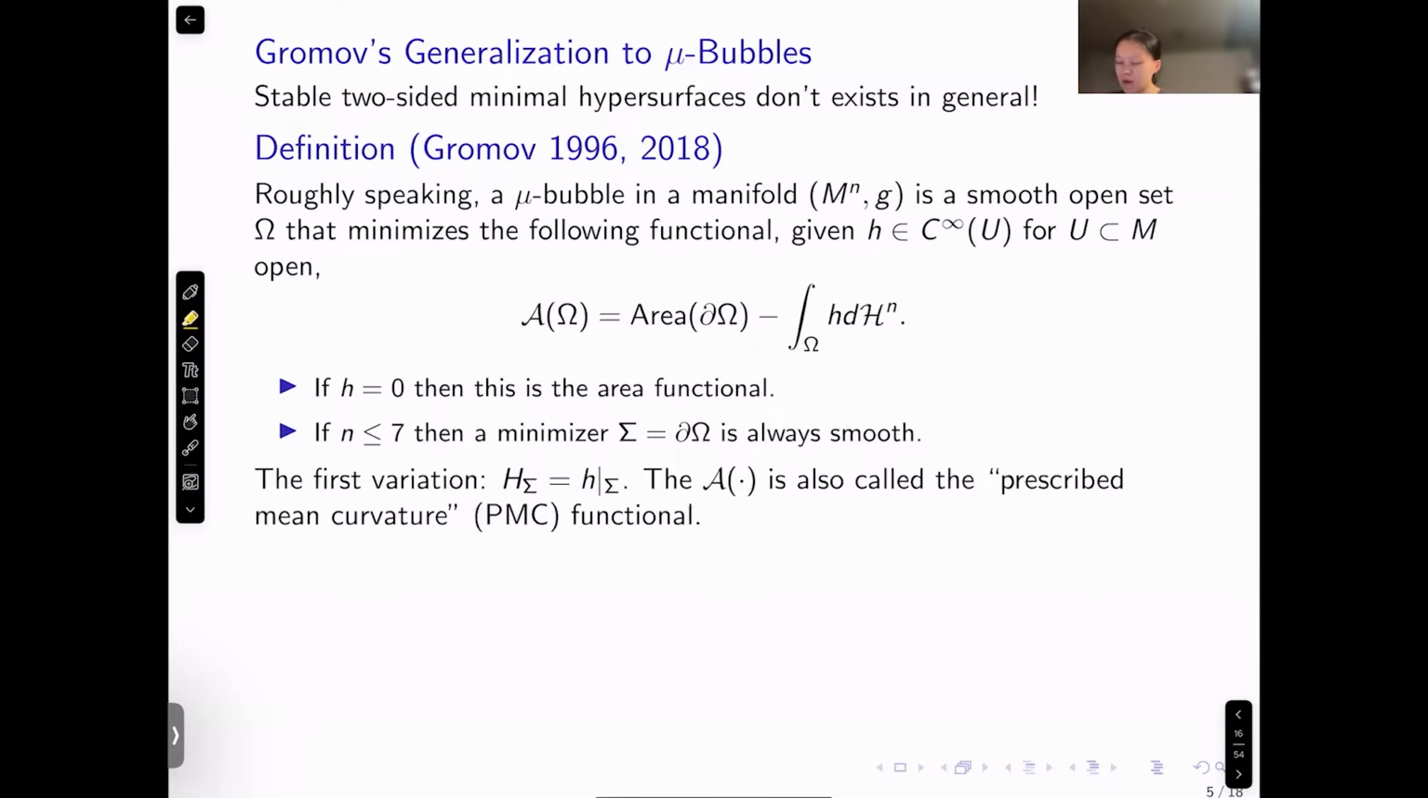Now, if you compute the first variation, the first term will give you the mean curvature term, and the second term will give you h restricted to sigma. So on your mu bubble, the mean curvature is the one you prescribed. It's the function h that you prescribed. So it's also called the prescribed mean curvature functional.